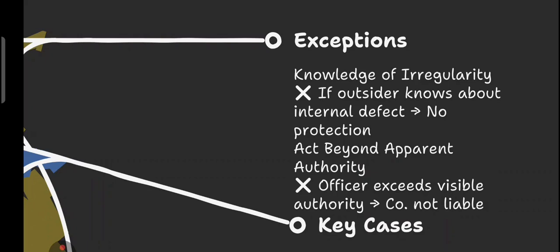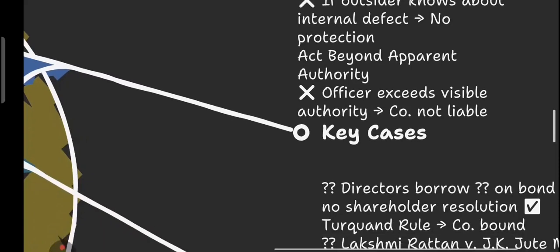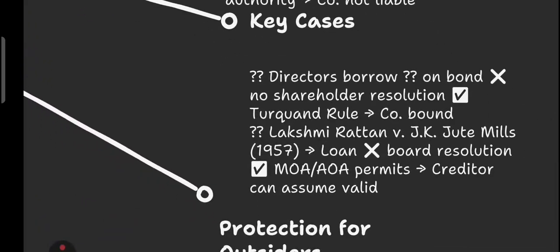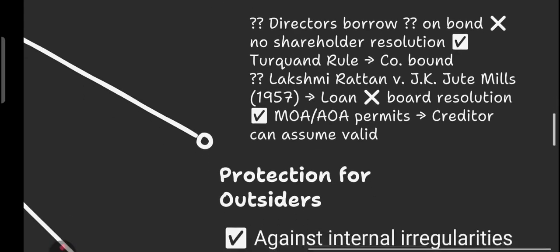If you know that there is something wrong internally, no protection is there. If the person acts beyond their visible power, the deal is not valid, and no protection is given if something is too unusual to be real. You should have checked. One key case is Lakshmi Ratan versus JK Jute Mill, 1957. A director borrowed money without showing the board resolution, but since the MOA allowed it, the outsiders were protected, right?